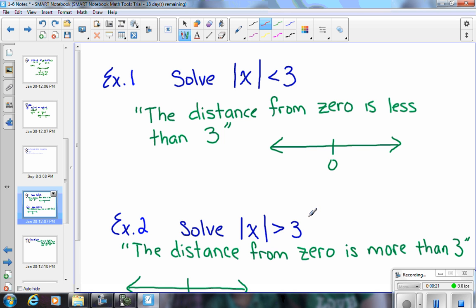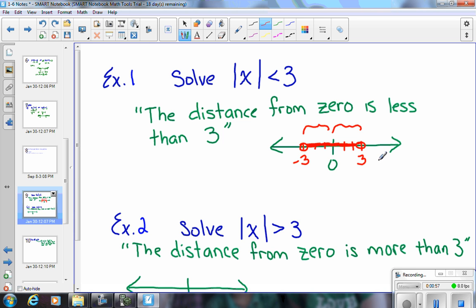Remember that absolute value is the distance from 0. So this is saying that the distance x is from 0 is less than 3 away. Well, I'm not quite sure if it's 3 away in this direction, or it could be 3 away in this direction. So I know I'm somewhere, not including 3, because it's just less than, so I'd be somewhere in here. All of these values would be a distance of less than 3 away from 0.